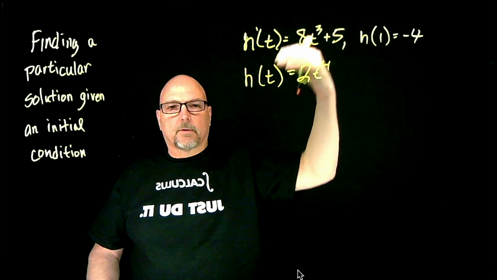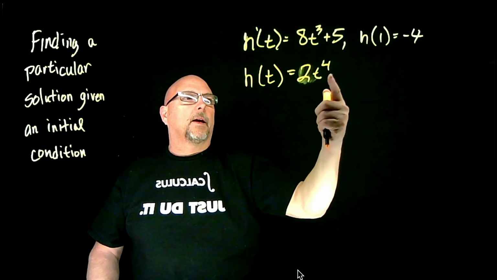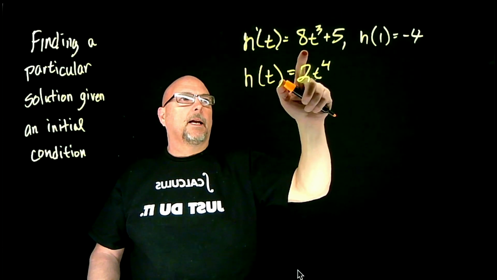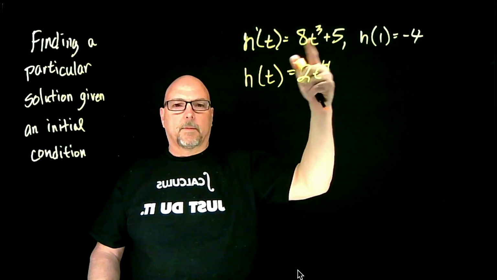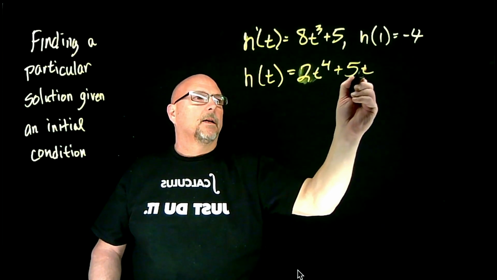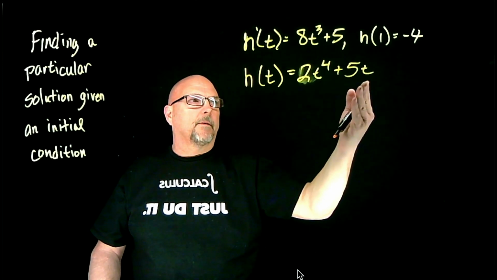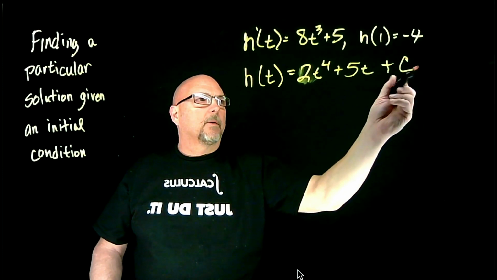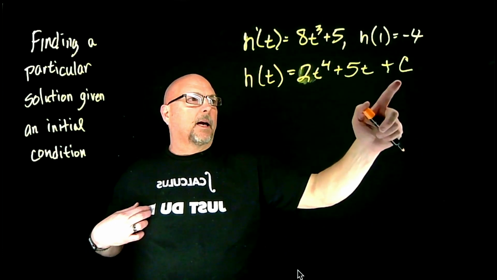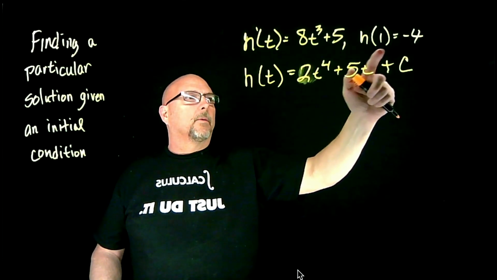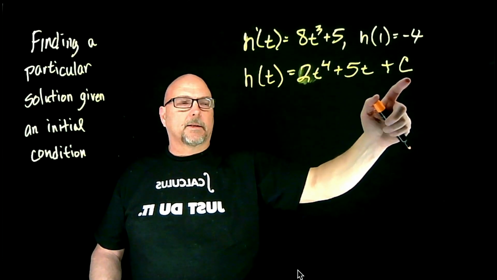Or go backwards and try to take the derivative. If I wanted to take the derivative of this, I would multiply 4 times 2 to get 8, and then t to the fourth would become t cubed. Plus 5t. The constant, when you take the antiderivative, becomes 5t. But the thing we always have when we take an antiderivative is a constant of integration. That's what this initial condition is for. We're going to use this to figure out what this c is.